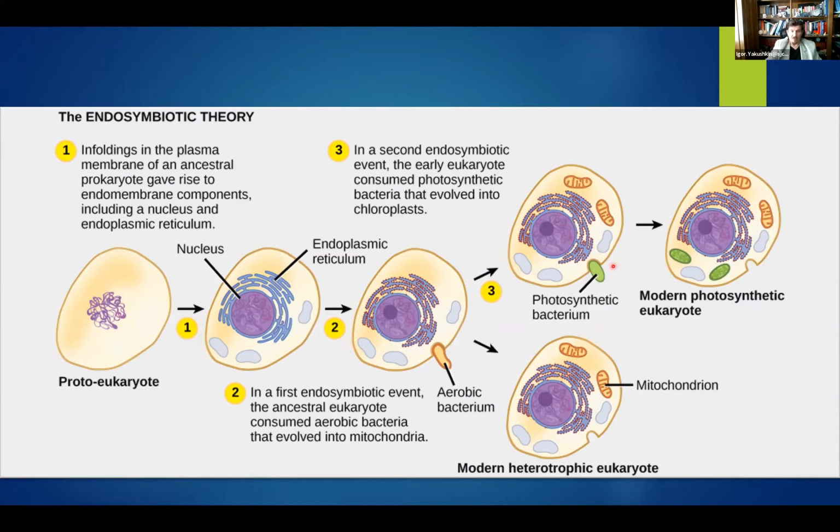For one reason or another, now we're looking at the branch which eventually gives us the plants. In this particular case, that one needs sun, carbon dioxide, and water, and creates sugar. This one takes sugars, breaks them down, and produces a lot of ATP, which can be used within the cell. And that's, very simplistically talking, the endosymbiotic theory.